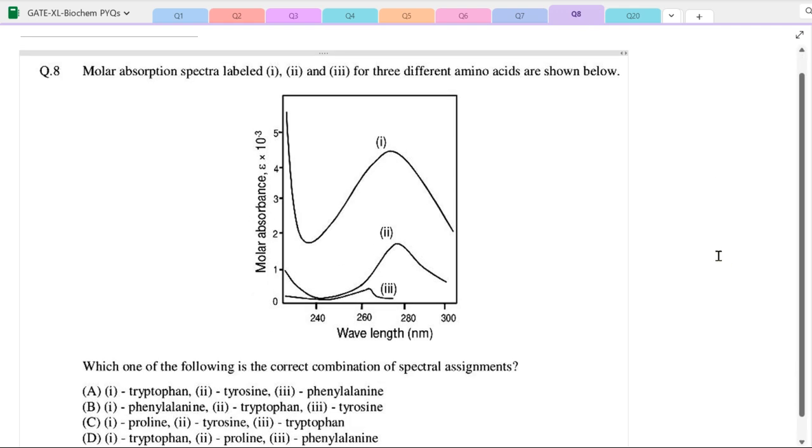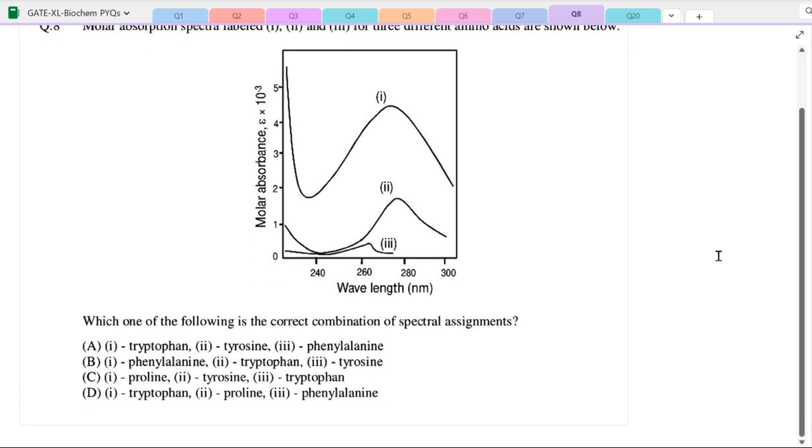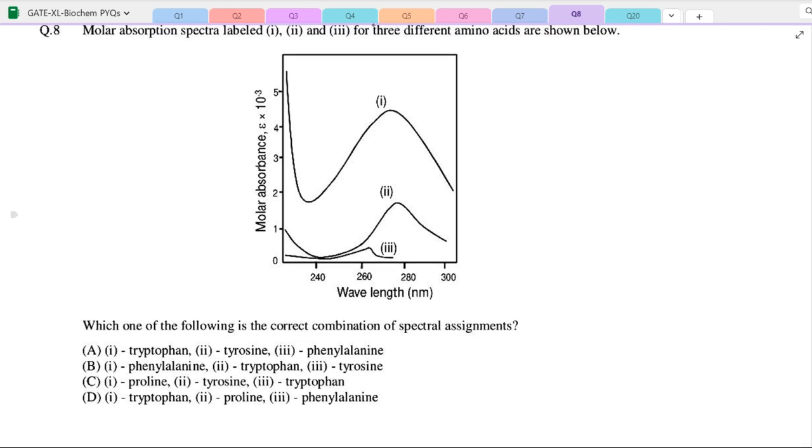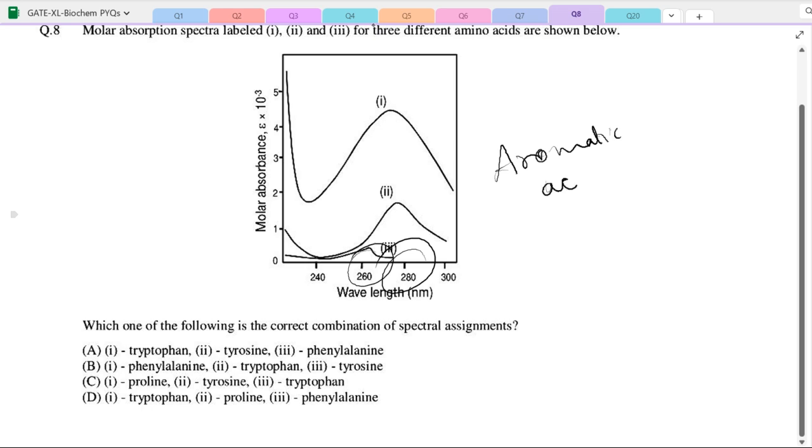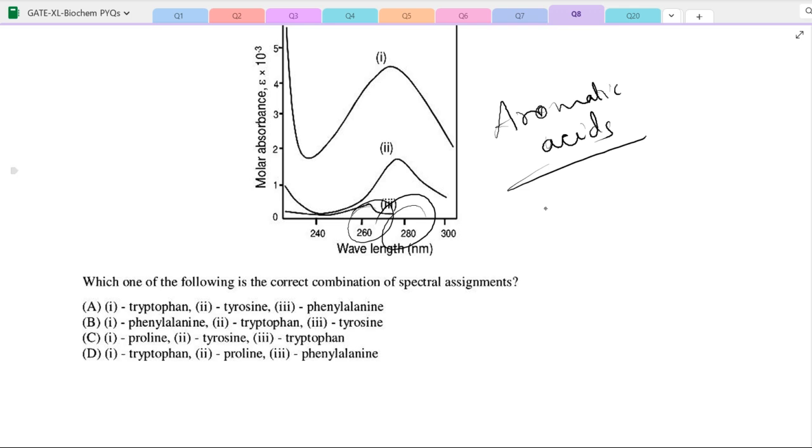So here the molar absorption spectra labeled 1, 2 and 3 for 3 different amino acids are given below. Clearly this is the molar absorption spectra for 260 to 280. It's for the aromatic amino acids, which is also used for determining the concentration of proteins based on the Beer-Lambert's law. And which one of the following is the correct combination of the spectral assignment? So here 3 is definitely phenylalanine because it doesn't show an absorption maximum at 280. So 3 is phenylalanine, so it should be either option A or option D.